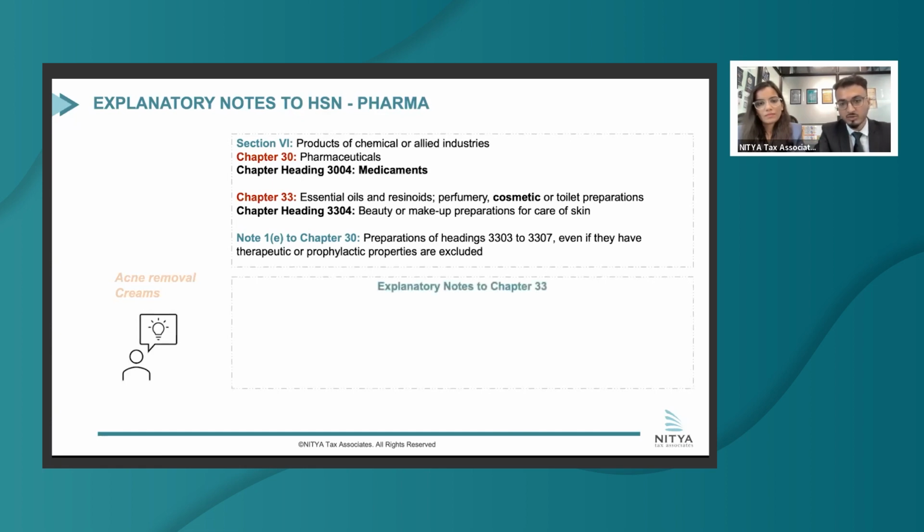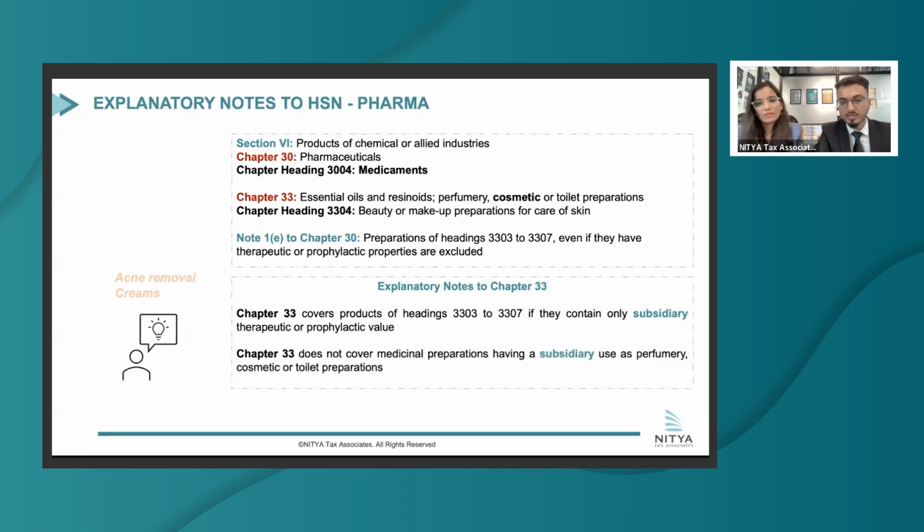Coming back to the explanatory notes to Chapter 33, it provides that Chapter 33 covers only those products of beauty care if they contain subsidiary therapeutic value. Whereas Chapter 33 also provides that medical preparations which have a subsidiary cosmetic value will not be covered here. So the relevance of explanatory notes here is that where Note 1E to Chapter 30 was saying that beauty care products having therapeutic properties are excluded, that means any beauty care product, if it has therapeutic property, will be excluded.